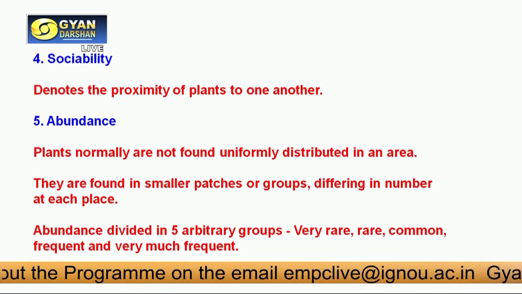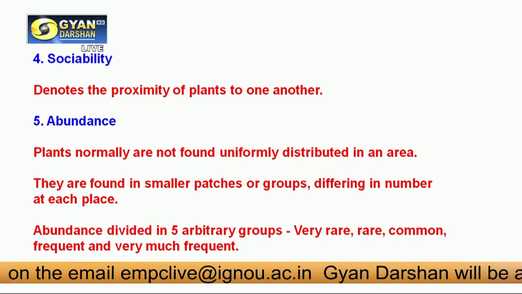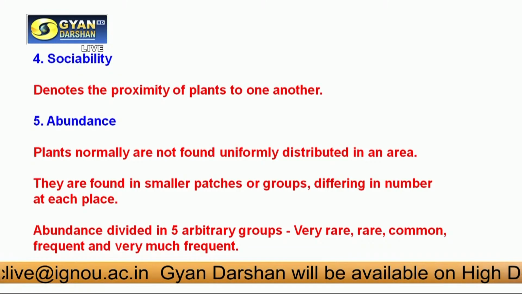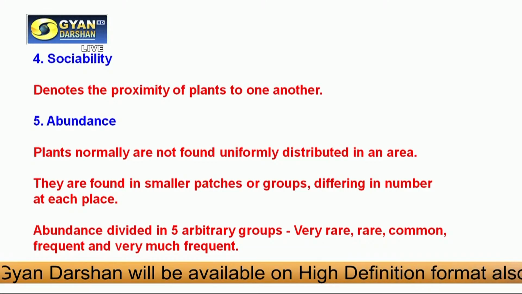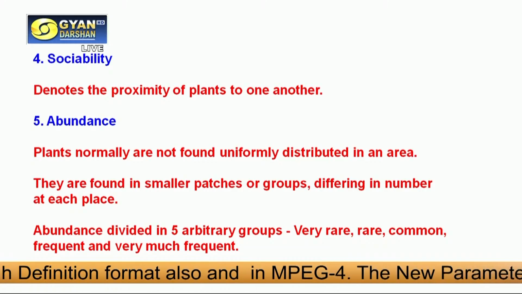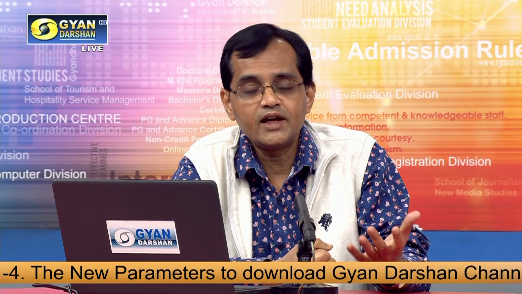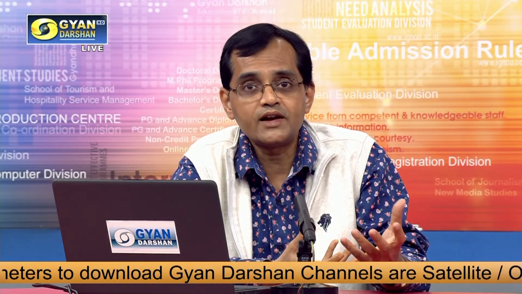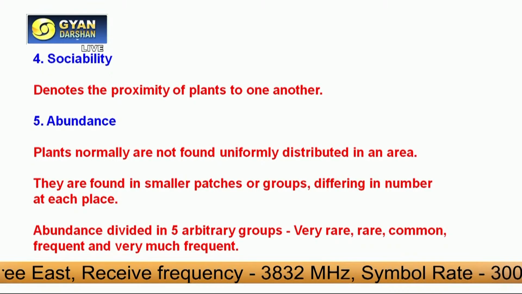Abundance, I have discussed that plants are not found uniformly distributed in an area. They are found in smaller patches or groups, differing in number at each place. Mostly I gave you examples like the mosses, the hepatics, like Riccia, they form a rosette. Or mosses, I gave you an idea. Then lichens, these are present in patches, they are present in groups. So abundance is divided in 5 arbitrary groups: very rare, rare, common, frequent, and very much frequent.